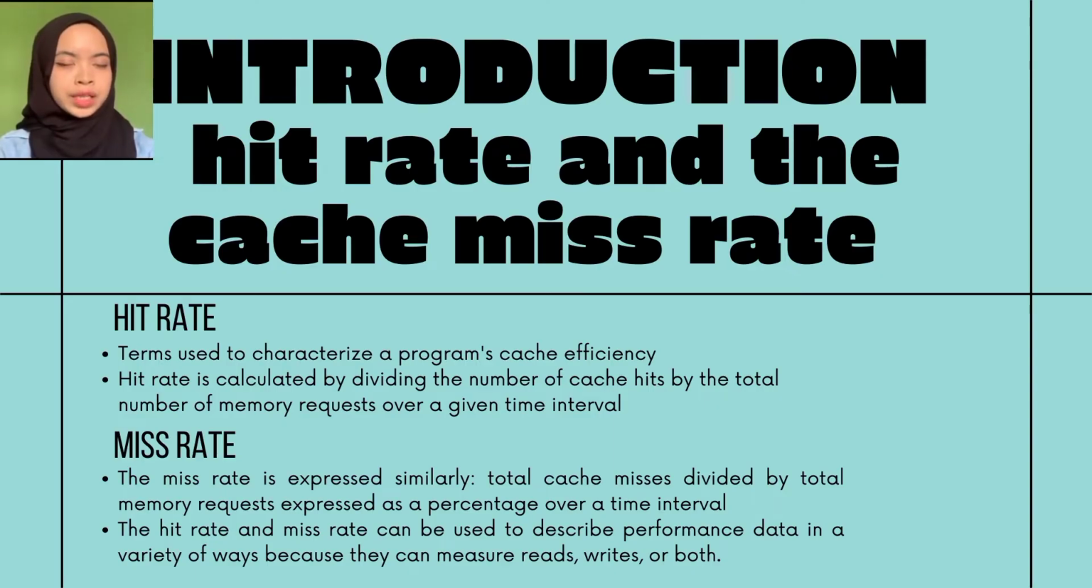Next, I would like to explain about hit rate and the cache miss rate. So, what is hit rate? Hit rate is the term used to characterize a program's cache efficiency. Hit rate is calculated by dividing the number of cache hits by the total number of memory requests over a given time interval. Next is miss rate. The miss rate is expressed by the total cache misses divided by the total memory requests, expressed as a percentage over a time interval. Other than that, the hit rate and the miss rate can be used to describe performance data in a variety of ways because they can measure reads, writes, or both.